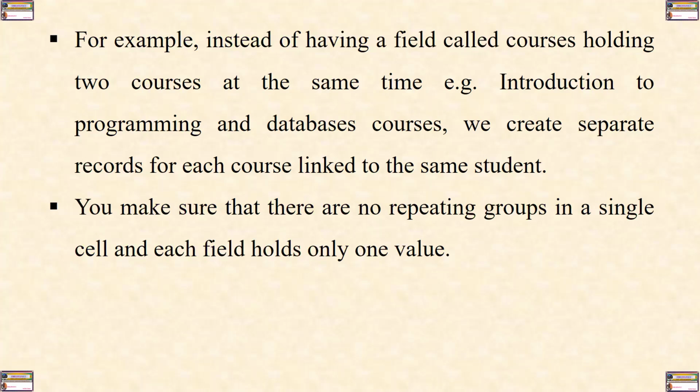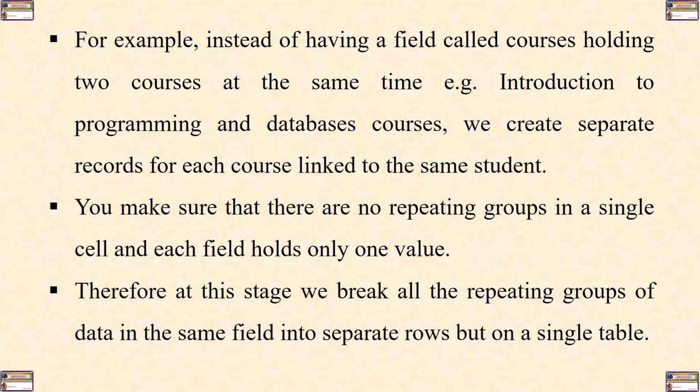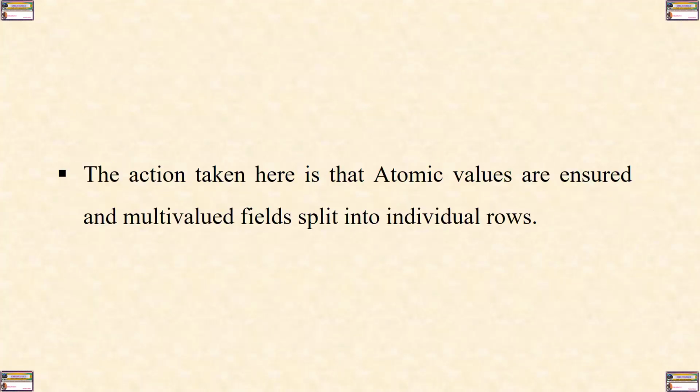Therefore, your main role in the first normal form stage is to make sure that there are no repeating groups in a single cell and each field holds only one value. Therefore, at this stage, we break down all the repeating groups of data in the same field into separate rows, but on a single table. The action taken here is that atomic values are ensured and multivalued fields split into individual rows.